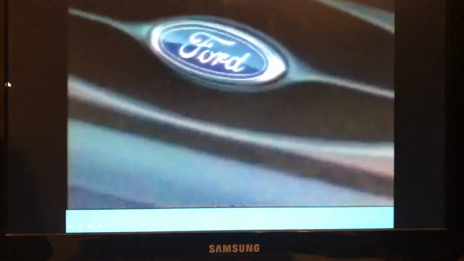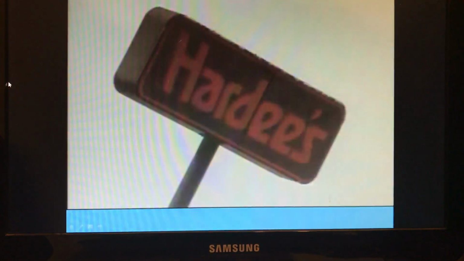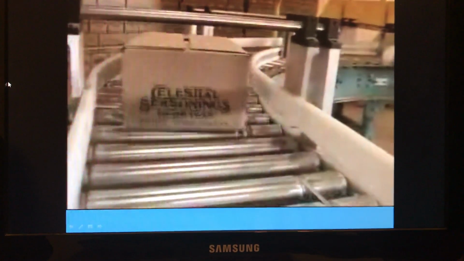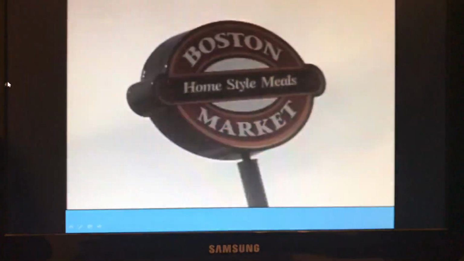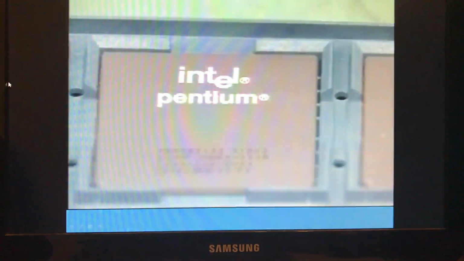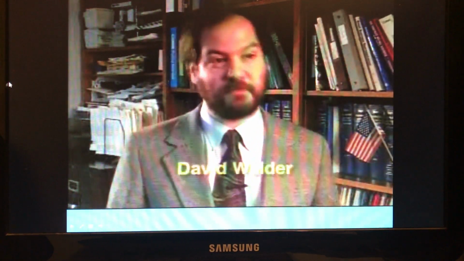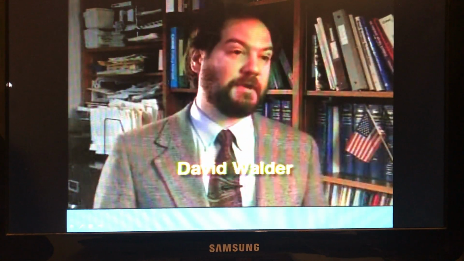Here are some corporations you may be familiar with. Starting a corporation is a rather simple matter. Corporate attorney David Walder explains how it's done. First, we must decide whether it's a for-profit or a non-profit corporation.